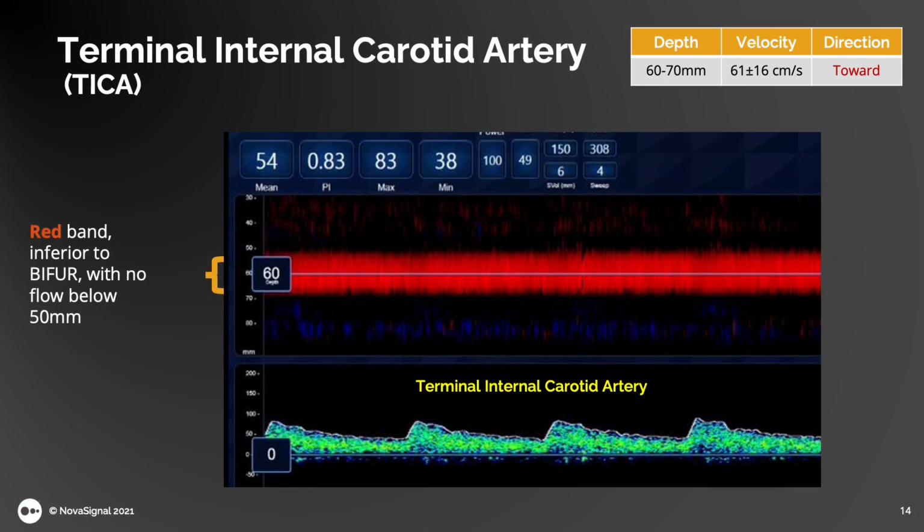Once we place the sample volume at the bifurcation depth, the terminal internal carotid artery will be a red band, which lives inferior to that bifurcation with no flow below 50. This is a good representation of color pattern recognition. As you can see, part of this band meets MCA criteria. It's almost 50 to 60. It's red, it's towards the transducer, but there is no flow below 50, so this cannot be the MCA. This is the terminal internal carotid artery, as we are aimed inferior to the bifurcation depth, and the M mode demonstrates no flow below 50.